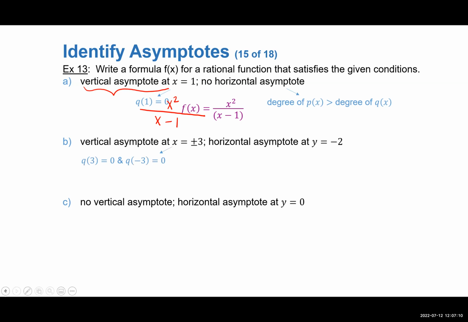Vertical asymptote at x equals plus or minus 3. Horizontal asymptote at y equals negative 2. So in this case, my denominator has to make both plus or minus 3 give 0. So I'm going to say x squared minus 9, because if I plug in 3, I get 0, and if I plug in negative 3, I get 0. But then the horizontal asymptote actually has to be negative 2. So that's going to be my coefficient. And my degree has to be the same so that I actually have a horizontal asymptote.